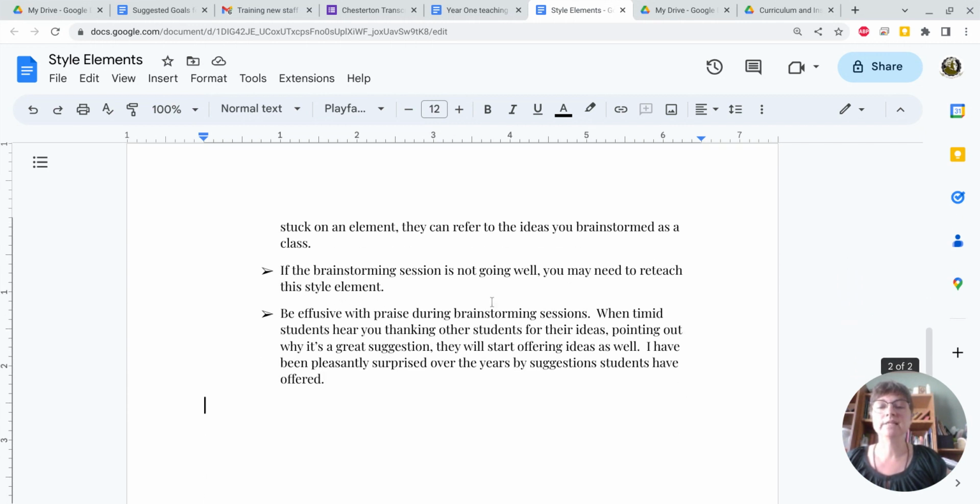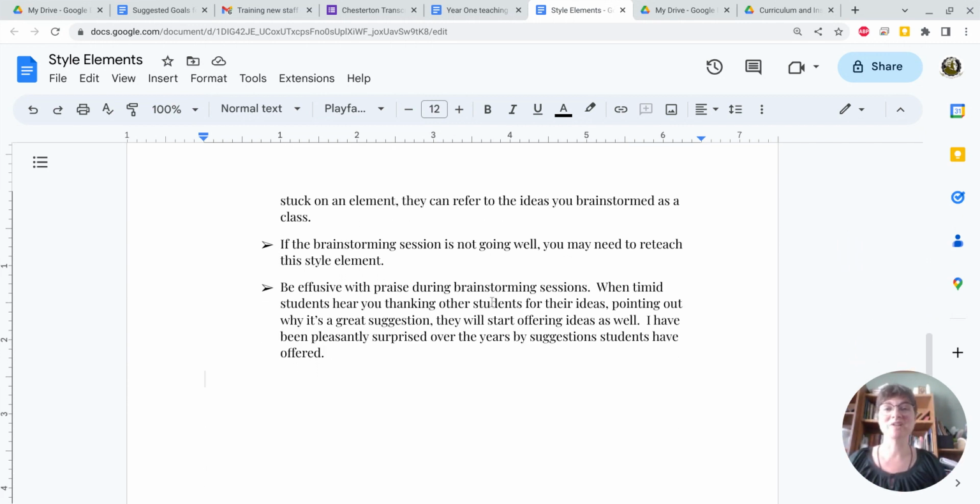Okay. Be effusive during these brainstorming sessions. I would always be amazed at the shyer students and those struggling students who would be willing to share their ideas. They just needed that. By hearing the encouragement of other students sharing ideas, it was a great way to get them to branch out and try some of those stylistic techniques that were a little bit hard for them at first. So don't be afraid to continue to introduce these stylistic techniques.